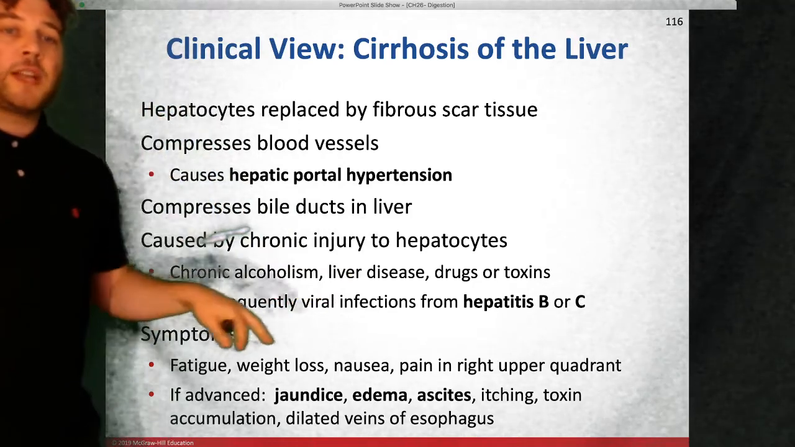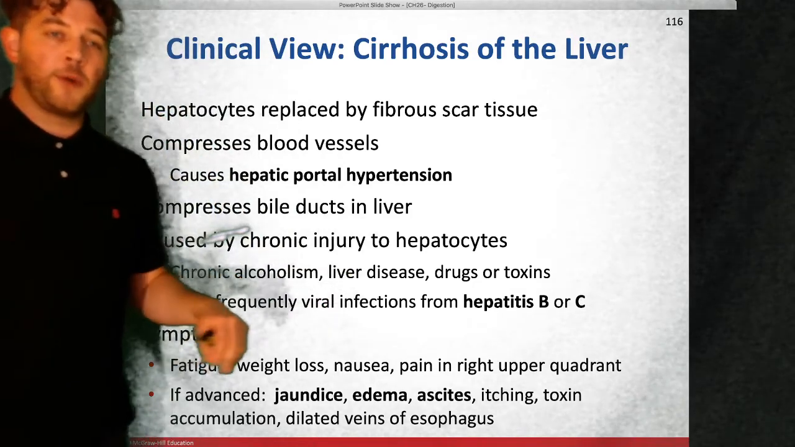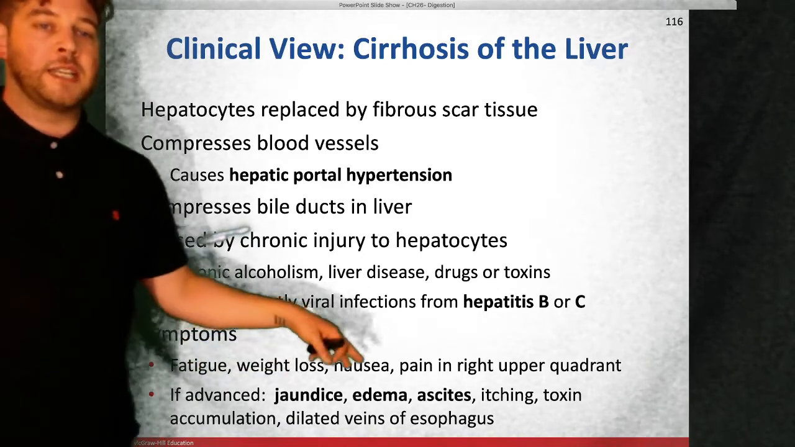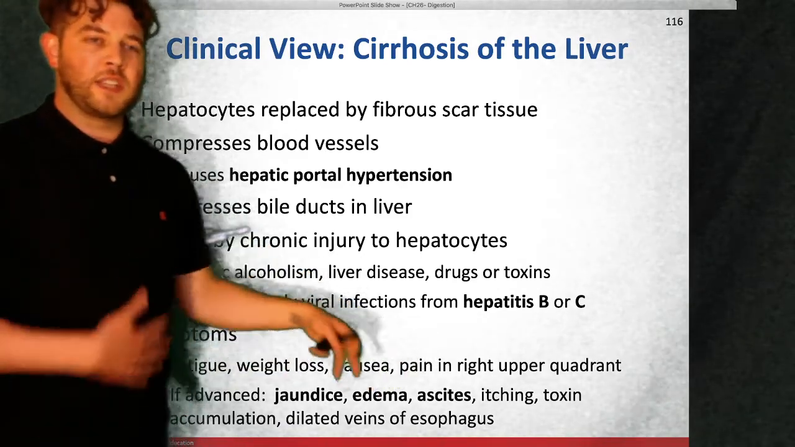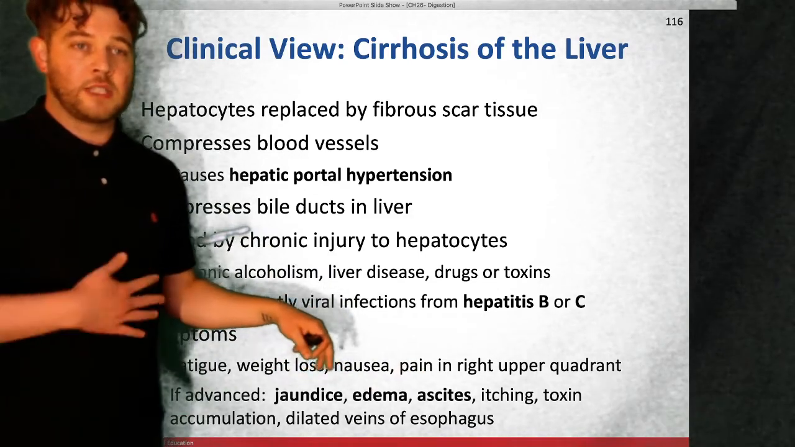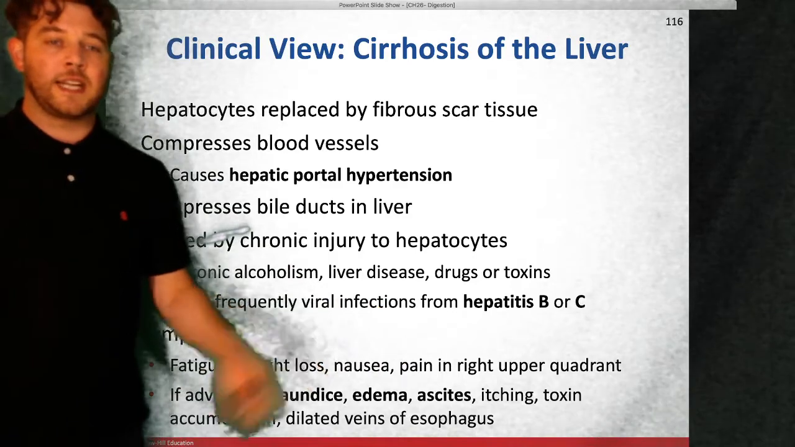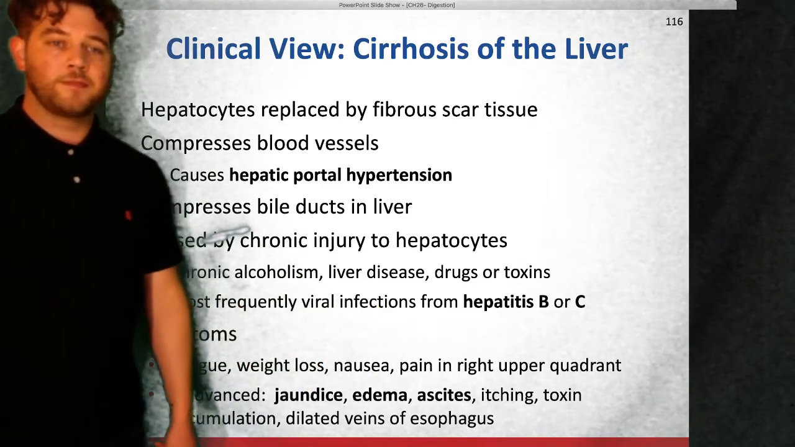Symptoms are fatigue, weight loss, nausea, and pain in the upper right quadrant where your liver is. If it becomes advanced, you get jaundice, edema, ascites, which is specifically swelling around the stomach or over the abdomen, itching, toxin accumulation, and dilated veins of the esophagus.